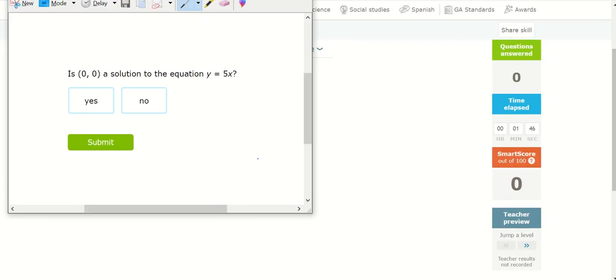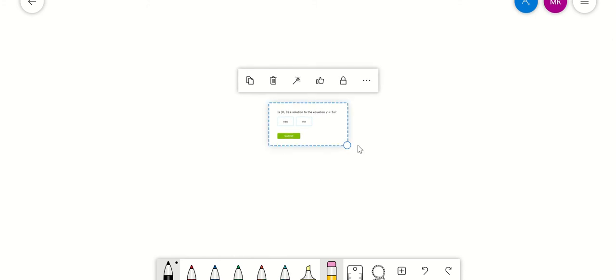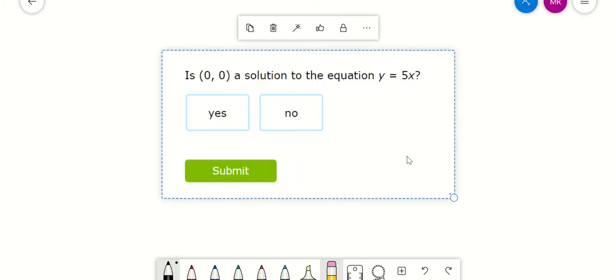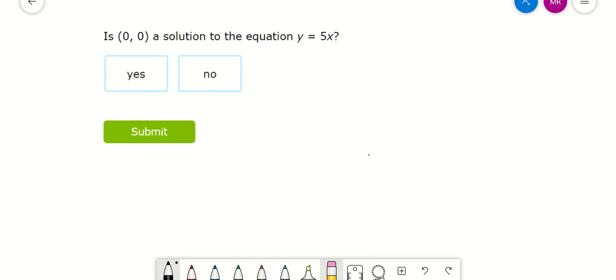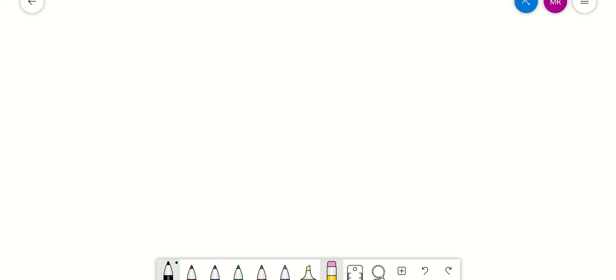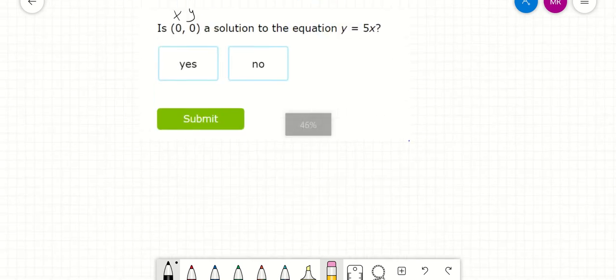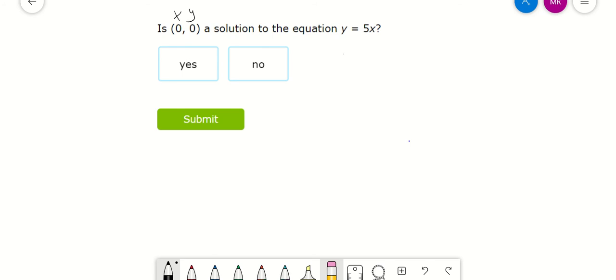I'm going to work it out. I don't think you have to on this particular problem, but as we look at this, what we want to do is substitute in our x and our y. Now this is pretty straightforward. The x is 0 and the y is 0. So for y, we sub in 0.